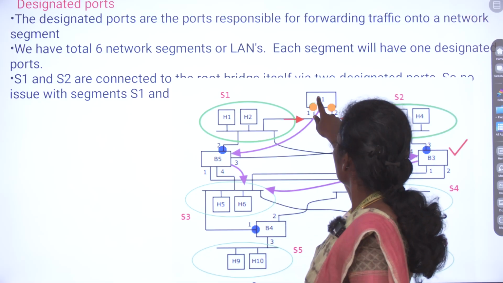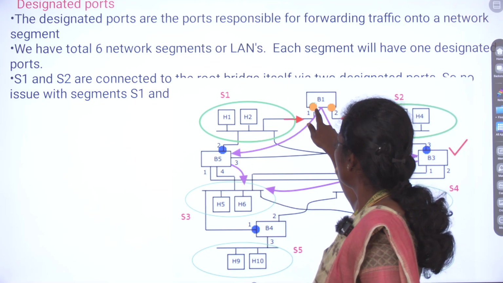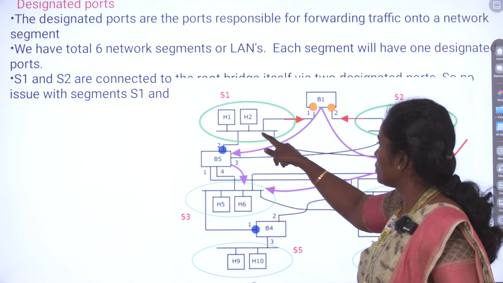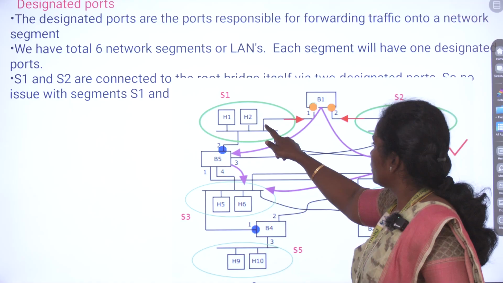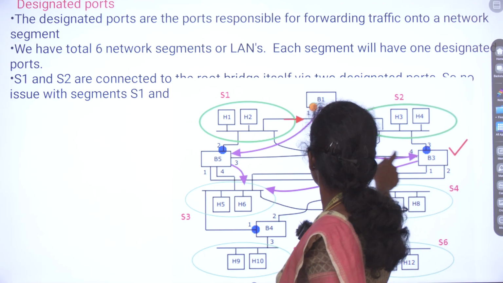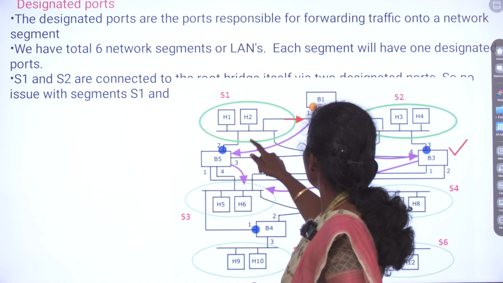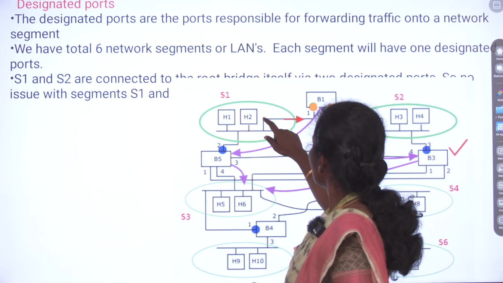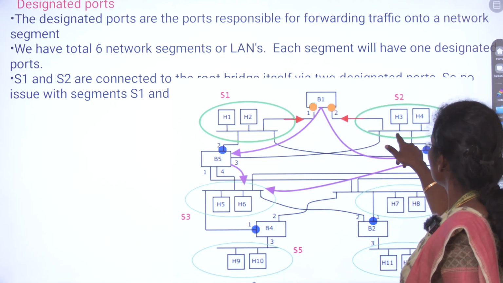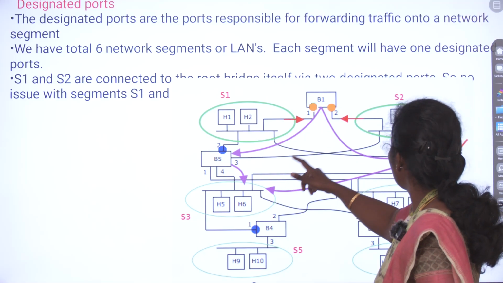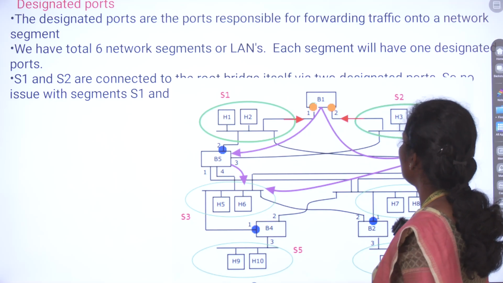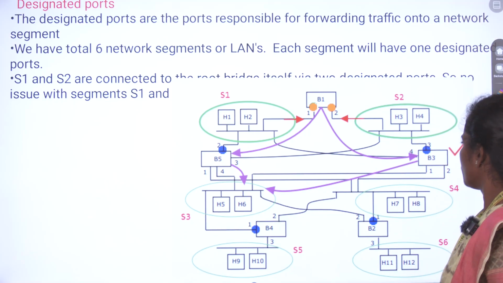In the segments, we have to include the root bridge also. Root bridge belongs to which segments? First, the root bridge has the lowest index. In this LAN, three bridges are connected: B1, B5 and B3. Compared to B1, B3 and B5, B1 has the lowest index, so it is directly taken as the designated port. In segment 2, it is also connected with B1, B5, B3, and B1 has the lowest index, so B2's second port is directly taken as the designated port.